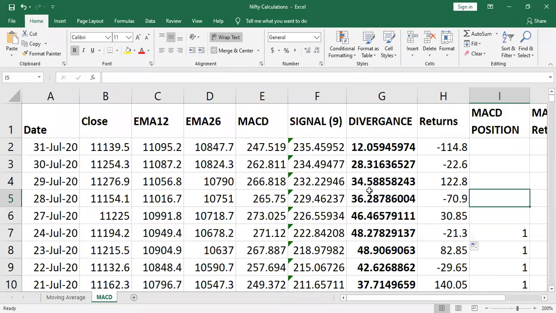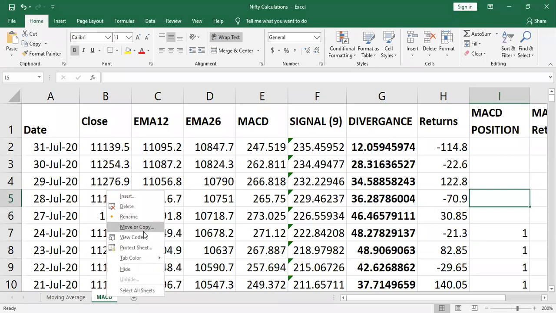Let's see, everyone can see the Excel file. So now, last week we entered and made the calculation of MACD. Now I am using the same file and making a copy of this sheet.